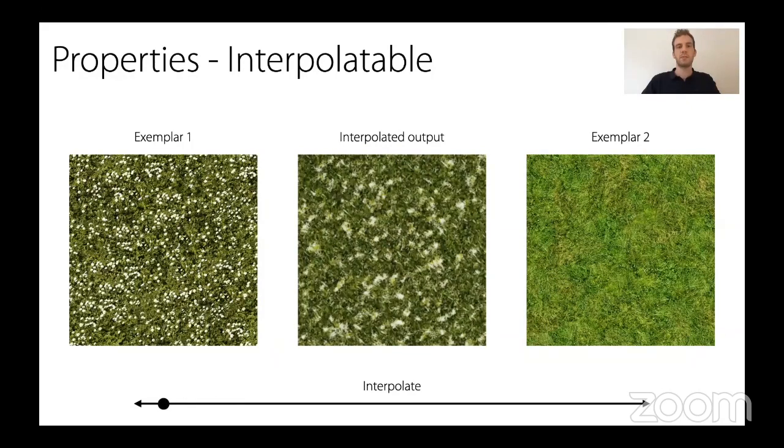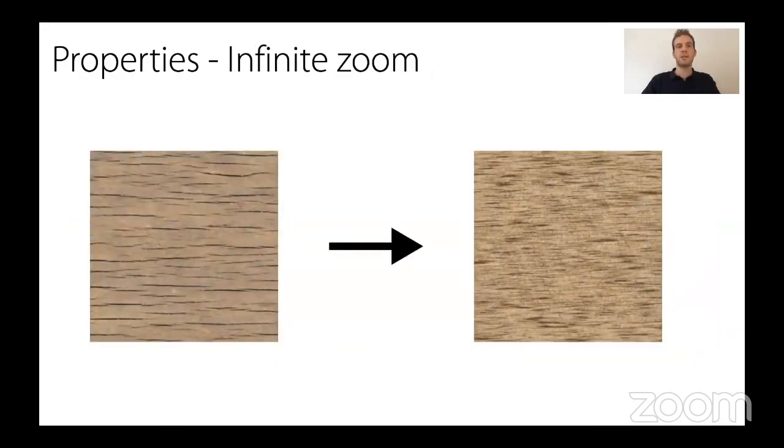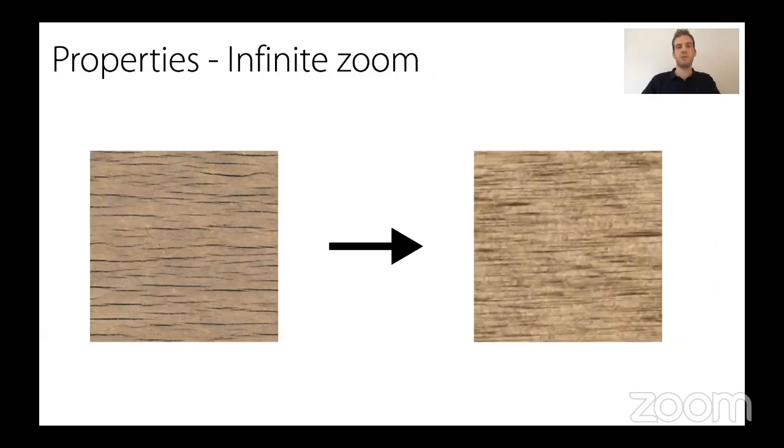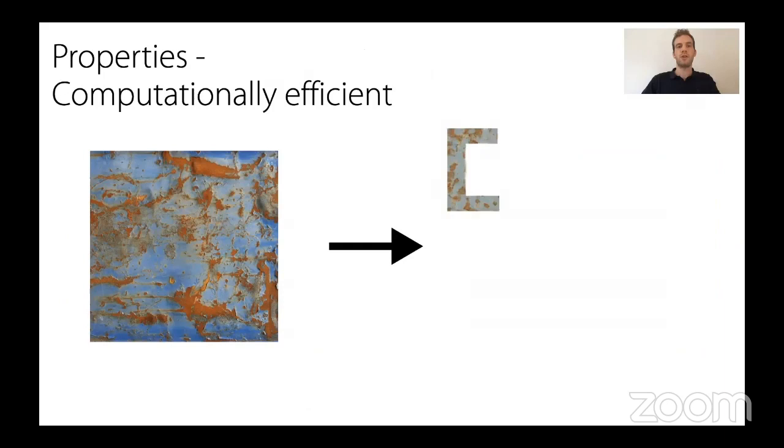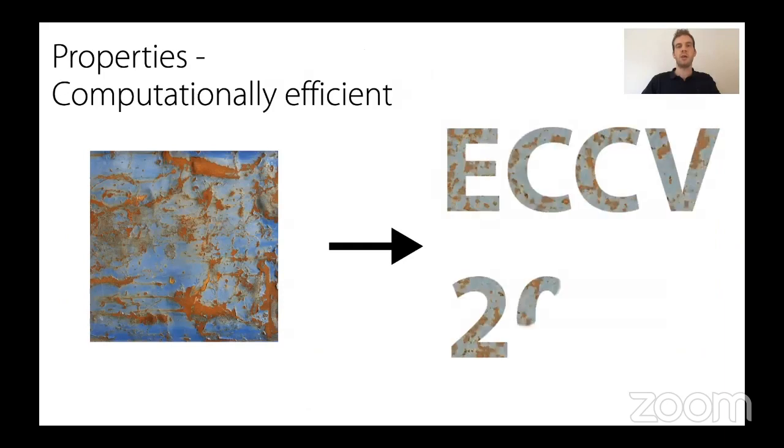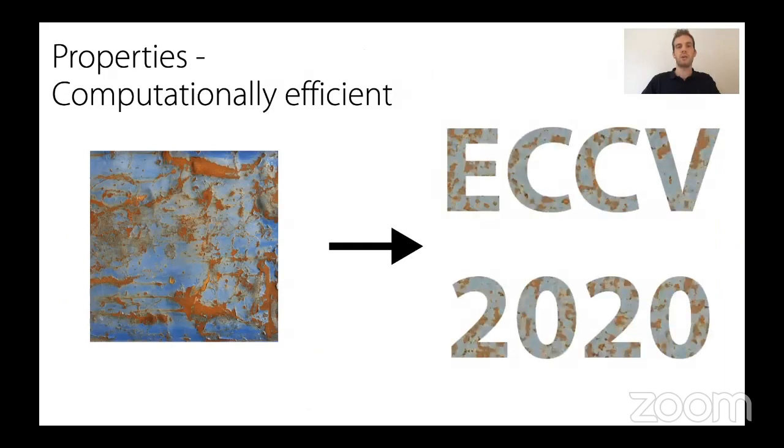We create a smooth interpolation between exemplars. The synthesized texture can be sampled at any arbitrary resolution, which allows for zooming. A very important feature is computational efficiency. We can synthesize textures pointwise, which makes our method lightweight and efficient.